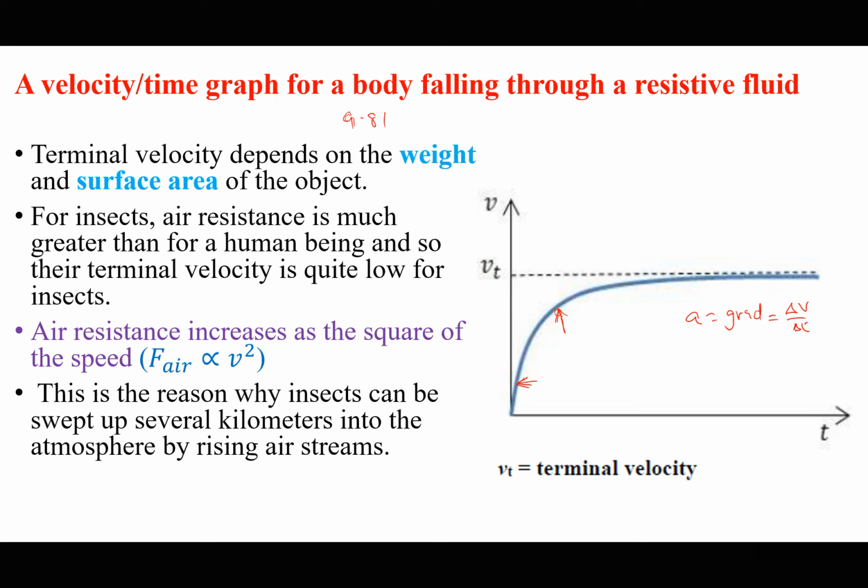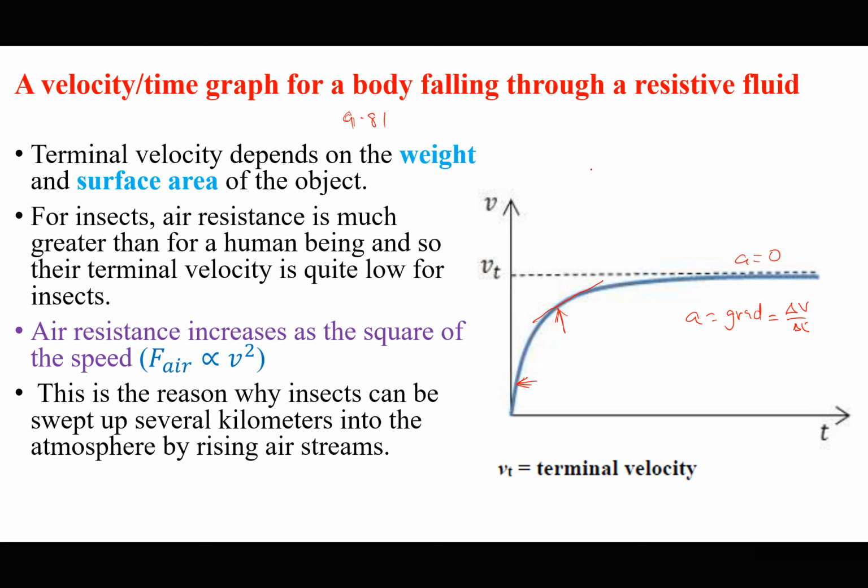Here the acceleration is decreasing. You see the gradient is decreasing because the gradient is the tangent to this curve. And here the acceleration is equal to 0 because it is a horizontal line and the gradient is 0. So a velocity time graph for a body falling in a fluid, either in air or in a liquid, is going to look like this.